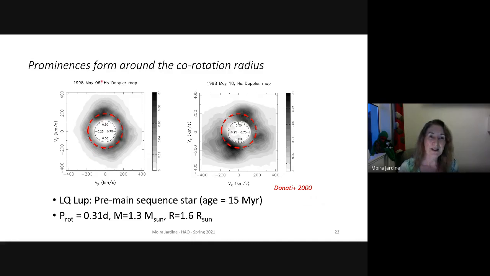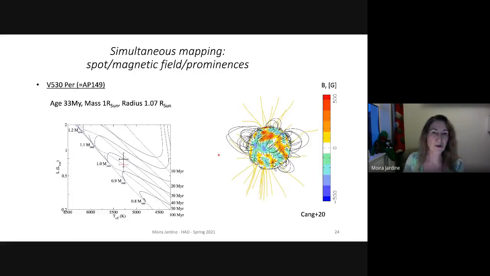And once again, you can see these are observations taken 4 nights apart. The overall distribution of prominences is similar, but their locations have changed. So again, we see a time scale of about a day or a couple of days for the distribution to alter. I'm just going to show you one more example because this is a particularly nice one.